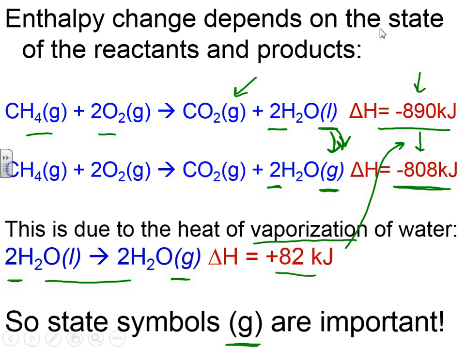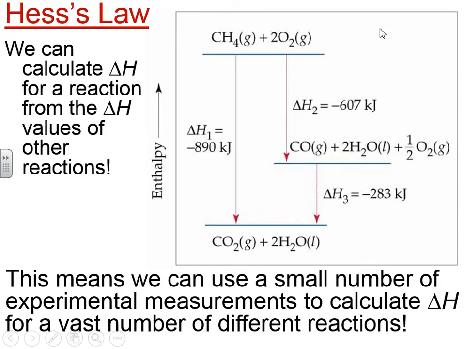Now, where this comes in is in something called Hess's law. We're going to focus essentially in this video on Hess's law. Hess's law says we can calculate delta H, the heats of reactions, from the delta H values of other reactions. We're going to use one reaction to determine the delta H of another. What this means is that a small number of experimental measurements can calculate the delta H's of a vast number of different reactions, and this is really neat.